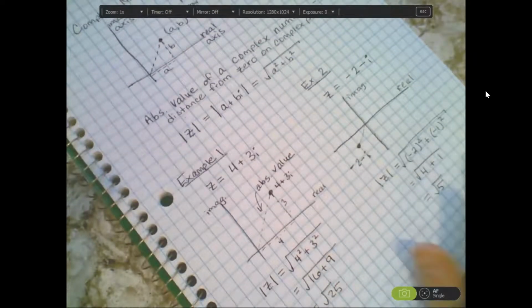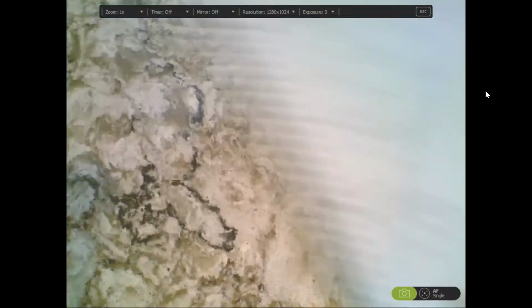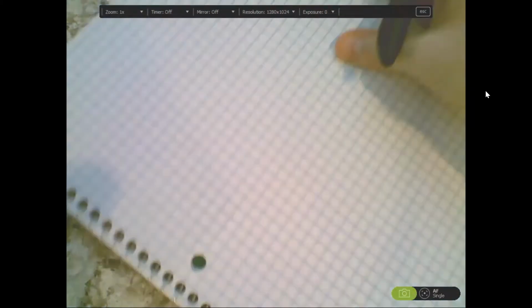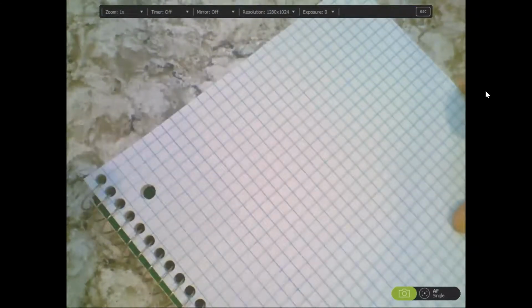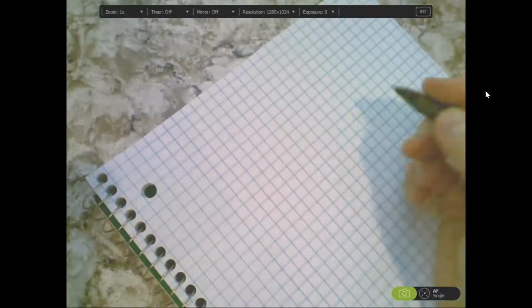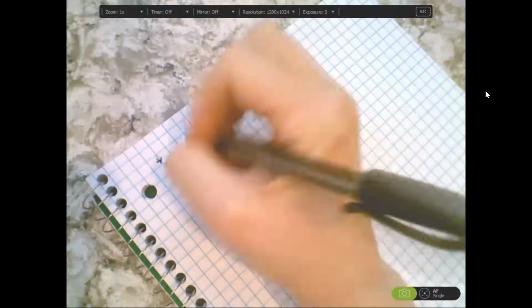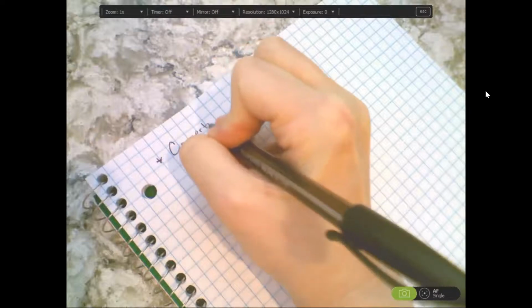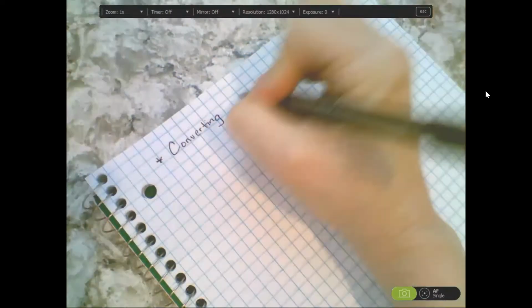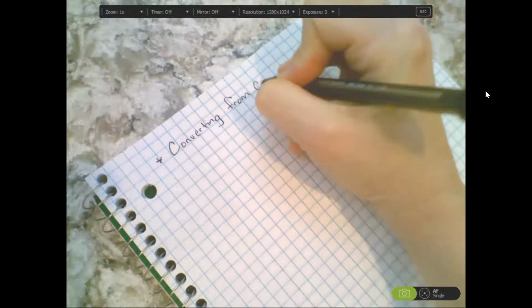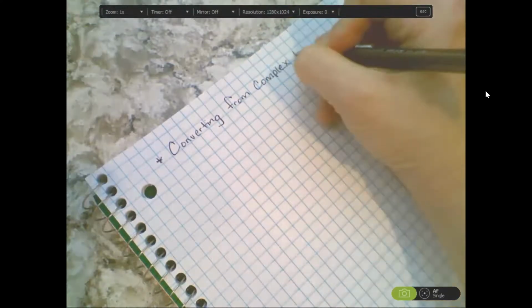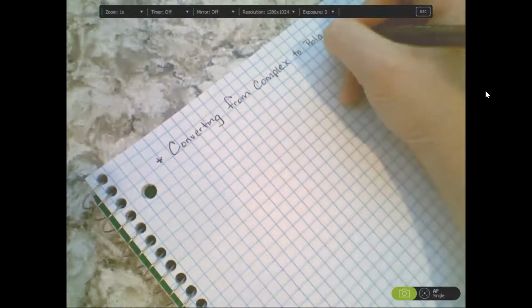All right, so the next thing that we're going to talk about is how to convert our polar stuff that we've been learning about to complex form and then back and forth, okay? So the first thing that we're gonna do is talk about converting from complex to polar.